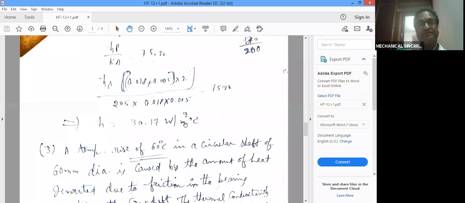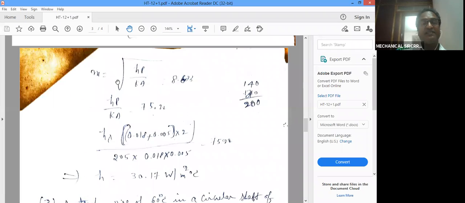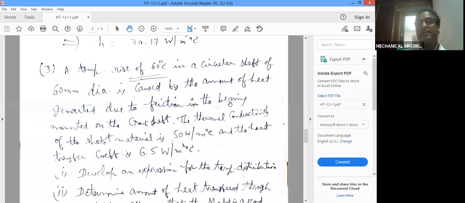Okay? So this is very important for a lengthy fin. By taking the help of the temperature distribution equation, first you have to calculate m. After getting the m value, we have defined m as root HP by Ka, and from this you can calculate the convective transfer coefficient H. Okay? Clear? Any doubt? Okay. So we have solved 2 problems. Next, third problem.